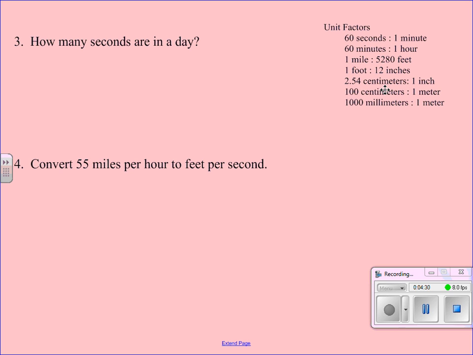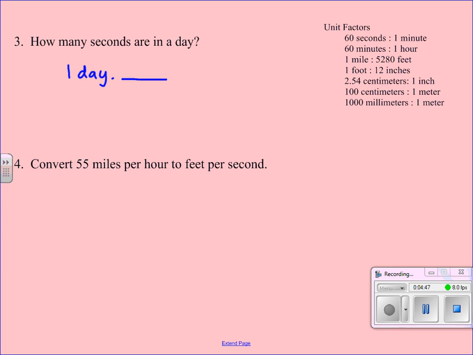All right, our next question: how many seconds are in a day? This isn't a fact that you should just know, first of all, but it's not something that's too difficult to figure out. So we know that we have 1 day.